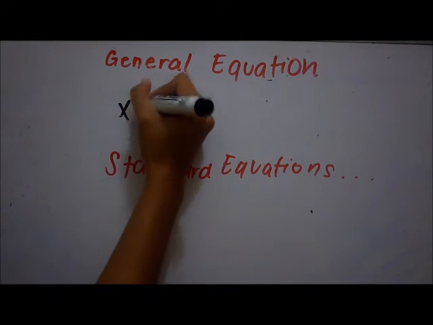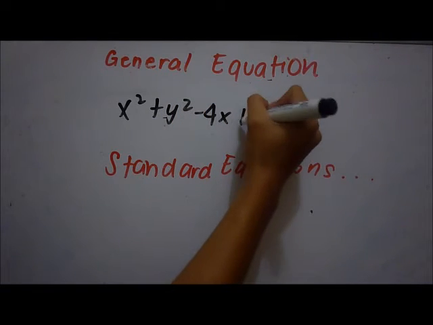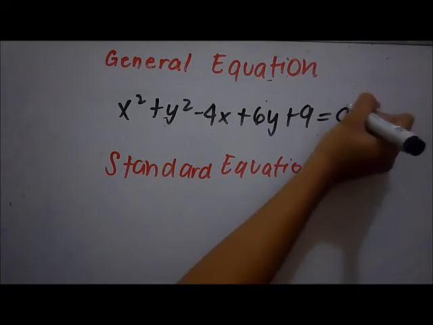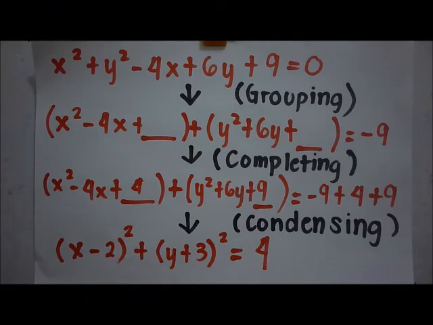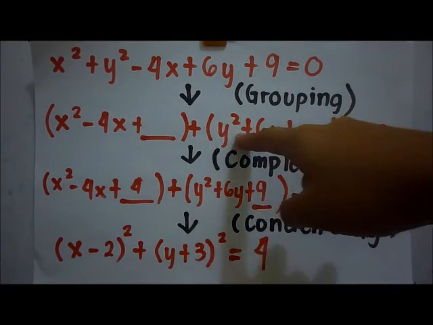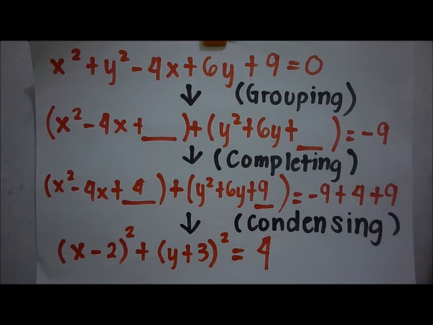Next, we'll do it in reverse, from general into standard equation. The steps are slightly different from standard to general, so these are some steps you should remember. From general to standard equation, first you need to group all the similar terms into an expanded trinomial form. Transfer 9 to the other side of the equation using the addition property.